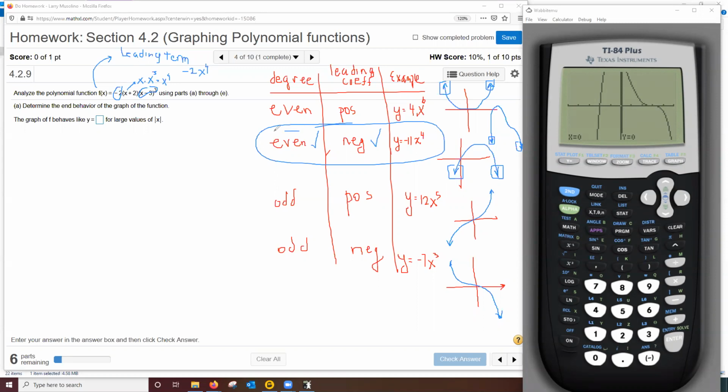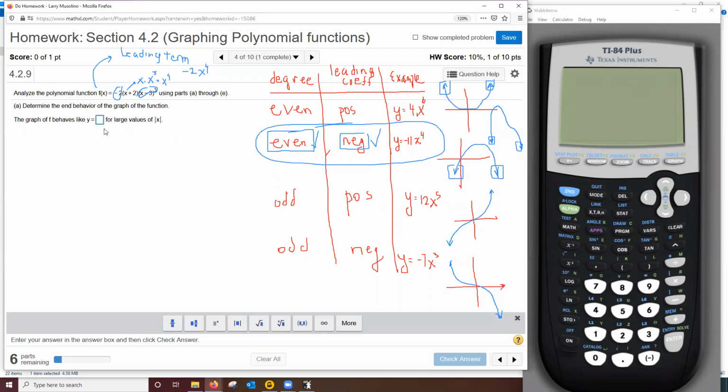And yes, it is an even degree because it's degree 4. It is a negative leading coefficient. Our leading coefficient is negative 2. So the answer to part A here is enter the leading term. So it's negative 2x to the 4.